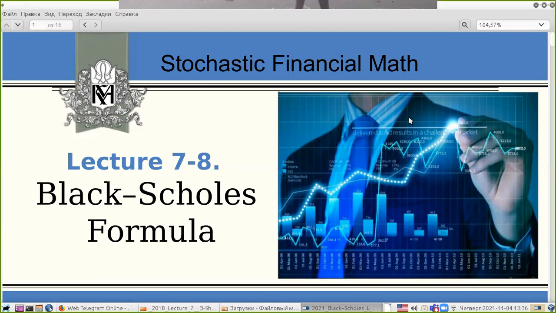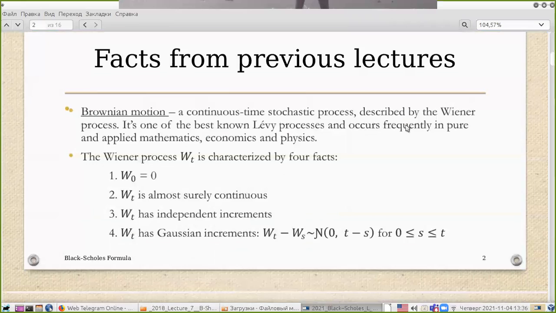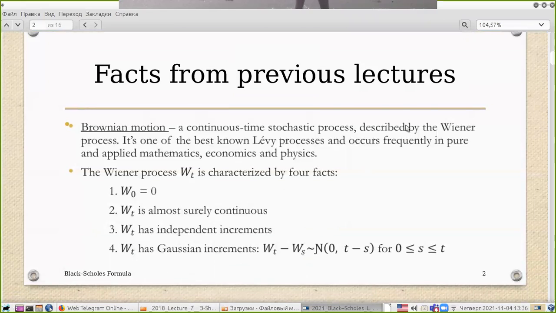Hello everyone. Today we have a very important lecture about the Black-Scholes model, and it's not only the Black-Scholes formula, it's the model, because you remember that our great aim in this course is to model the financial market, and it means that we should model stock prices and define prices for derivatives. So, I would like to recall facts from previous lectures.